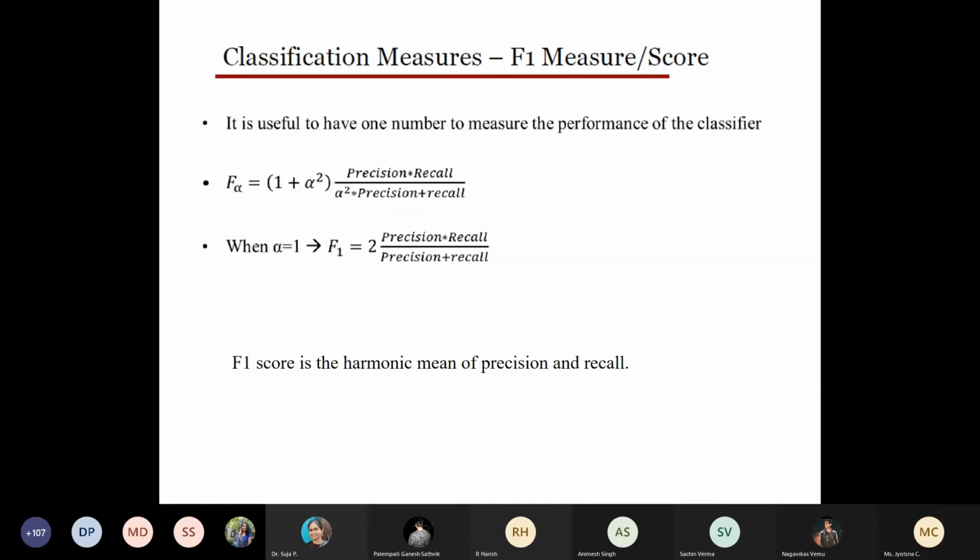Okay, so we look at both precision and recall, and there is another measure called the F1 measure or F1 score, which is a harmonic mean of precision and recall. This is the formula: F score or F1 score. So this alpha is substituted with the value 1. So we get 1 plus 1 square, that means it becomes 2. So 2 into precision into recall, divided by precision plus recall. That is the F1 score or F1 measure, which is a harmonic mean of precision and recall.